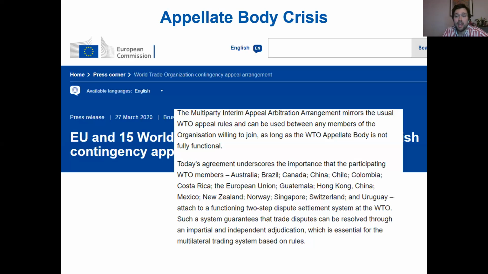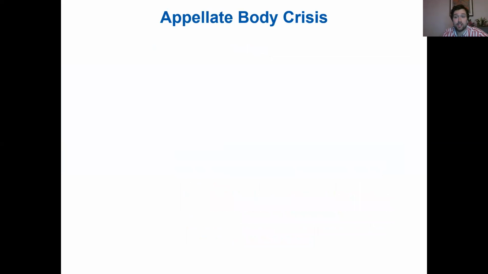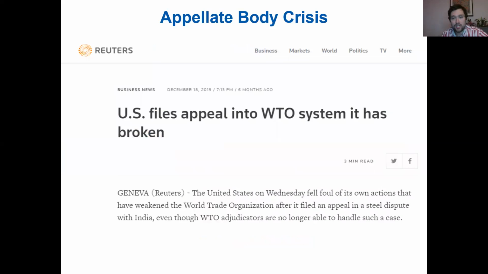their dispute. And the United States, what these guys do, US files appeal into WTO system it has broken. Reuters in December 2019: the United States on Wednesday actually filed an appeal on a dispute they did not like. It was a steel dispute with India. So what happens with the panel report? The panel report never comes into force. And what is the next step? No much chance to resolve the dispute.